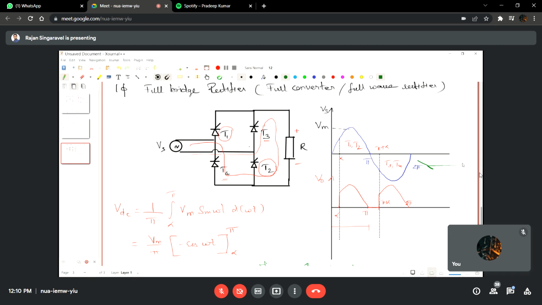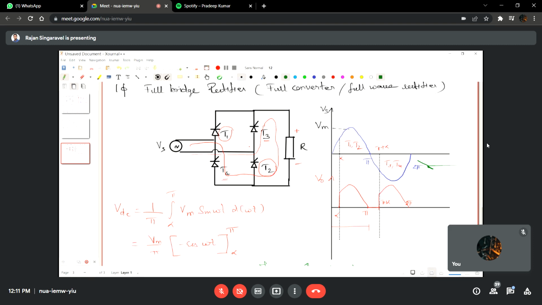And the maximum output voltage is available only when alpha is equal to 0. That you can understand theoretically from the graphs, or mathematically from the formula. When you substitute alpha equal to 0, you get the maximum voltage, and when you substitute some other value for alpha, your output voltage will decrease, both average and RMS, right? So that can be understood from this, right? And so this is okay.